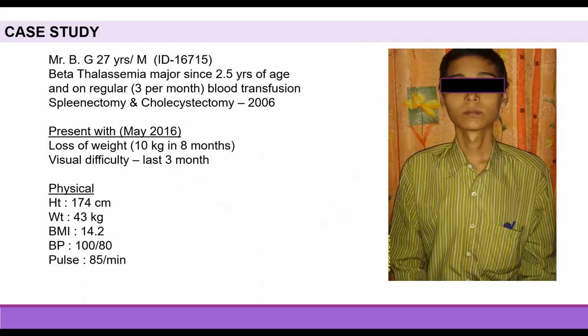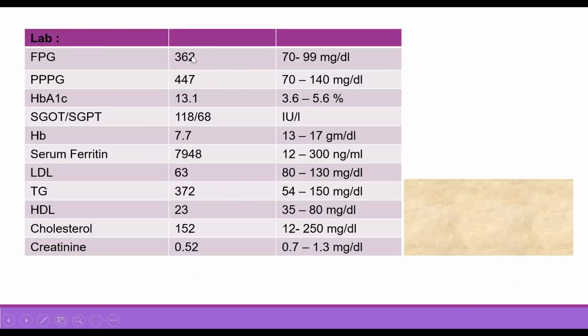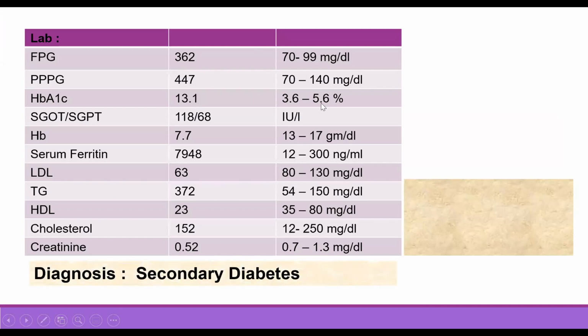Now this is another young man of 27 who had beta thalassemia major since 2.5 years of age and was on regular blood transfusion. Splenectomy and cholecystectomy were done in 2006, and he came in May 2006 with 10 kg weight loss in 8 months. We found the blood glucose level was very high, 362, 447, A1c 13.1.